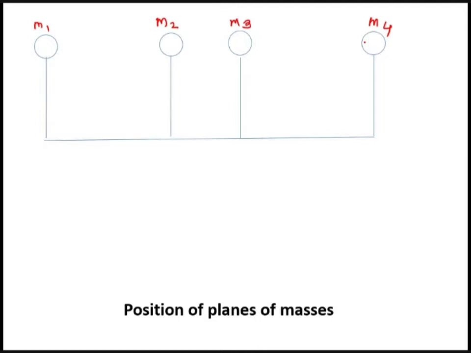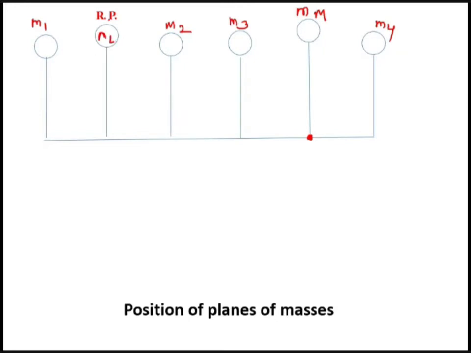Next they have given the distances, which we have to draw. First, let us consider this mass as ML. ML is a balancing mass, lying midway, that is, at the midpoint of masses M1 and M2. Similarly, we will consider this mass as MM, which is at the midpoint of masses M3 and M4. And let us say this is mass ML.